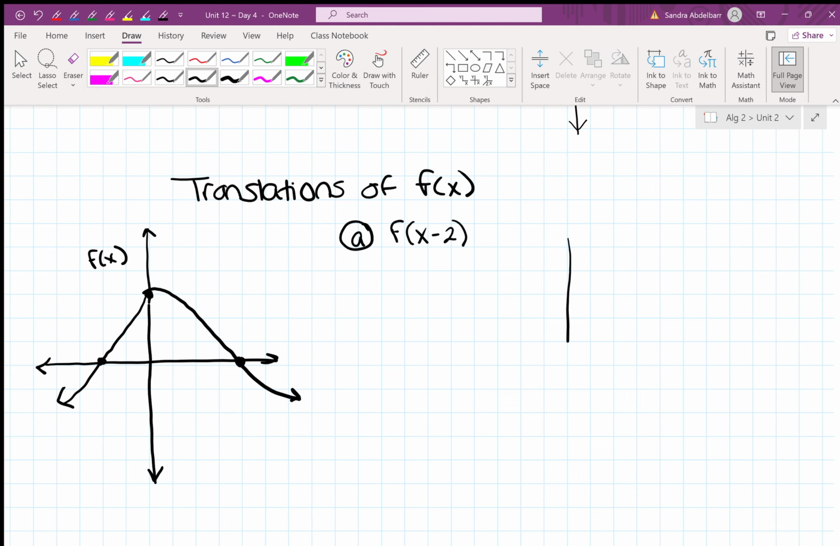So what does that mean? Whatever's with the x is our horizontal shift. Whatever's outside of the x is a vertical shift, right? So this is saying take all these points and shift them 2 units to the right. So I'm going to take this, and now we're here. I'm shifting all my points 2 units to the right.